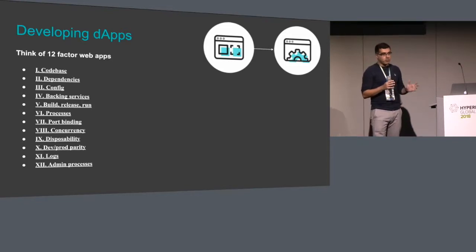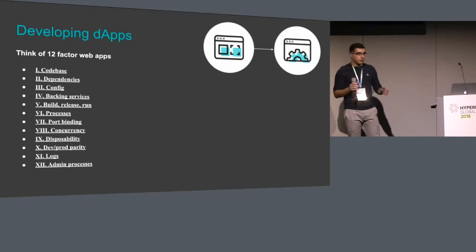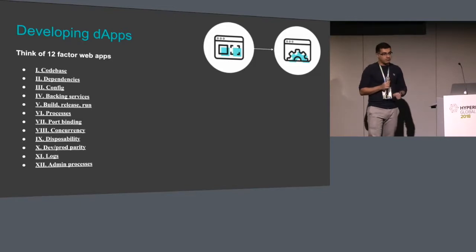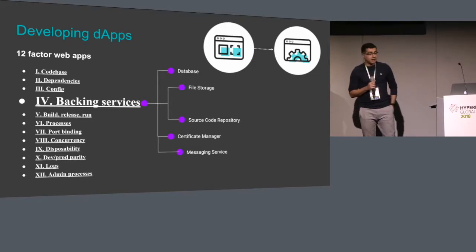And then when you provide all of this to a twelve-factor application, you're going to be able to seamlessly scale the application and make it highly available. One of the important aspects about these 12 factors is the backing services.